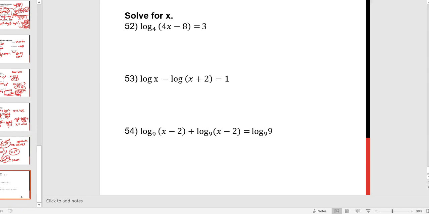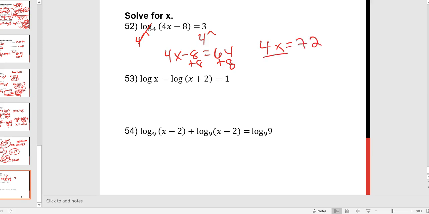Last but not least, we undo a log base 4. 4 to the, 4 to the. So we're left with 4x minus 8 is equal to 64. Add 8. 4x is equal to 72. Divide by 4. I think we're looking at 18.